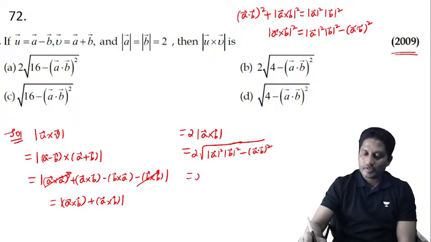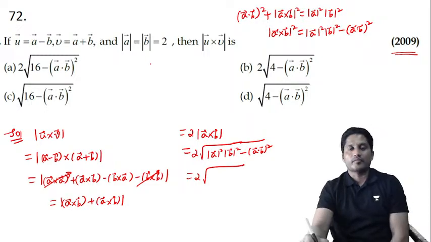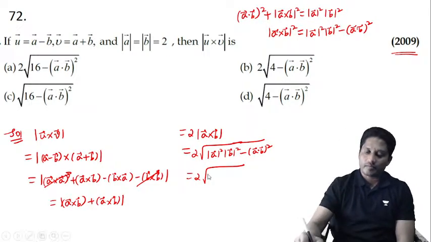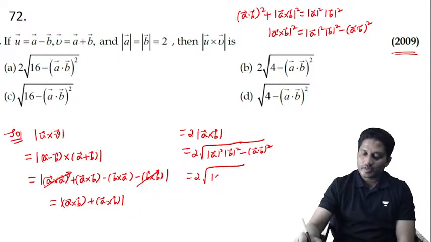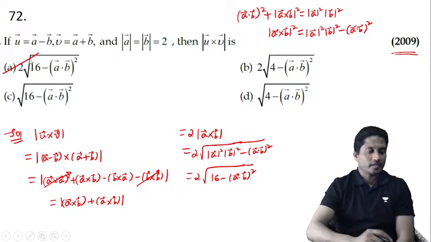Okay, so this is equal to 2 into root of, mod a is 2, right? Mod b is 2. So if you square and multiply, you get 16. You get 16 minus (a dot b) the whole square. Okay, answer is option A.